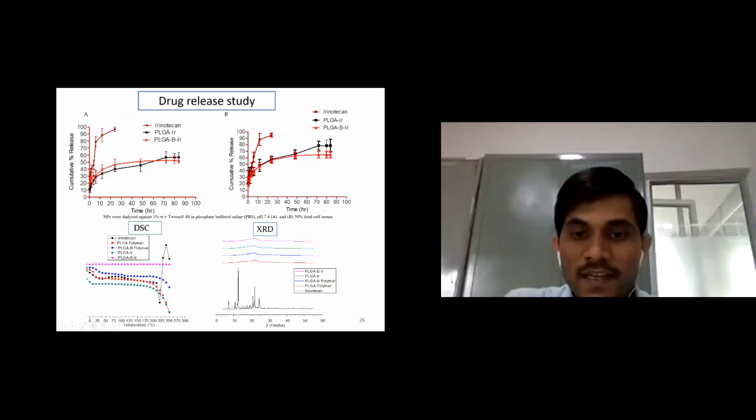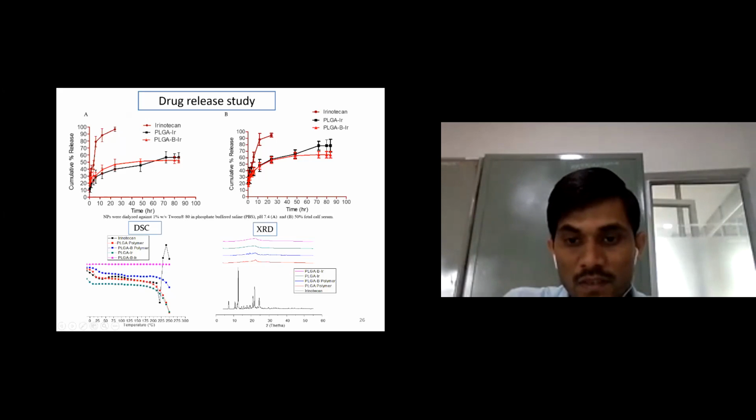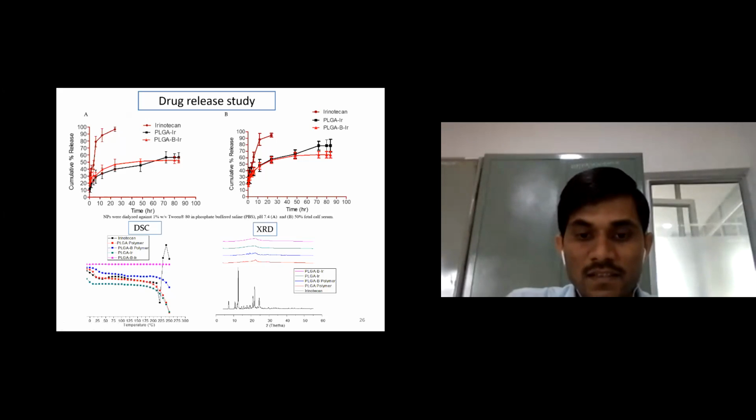In wide-angle X-ray diffraction, irinotecan shows a Lorentzian distribution due to its crystalline nature, whereas irinotecan encapsulated nanoparticles show amorphous nature because there is no diffraction peak.